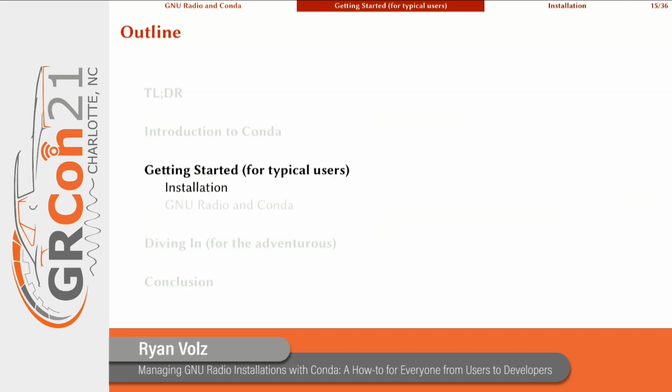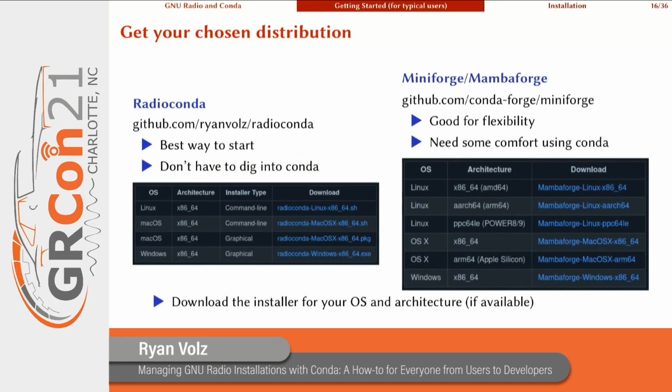Now you know what conda is, so in this next section we're going to talk about how to get started using conda, in particular with GNU Radio. The first step is to download a distribution so you can get started using the conda command. I think the best way to start is to use radioconda because that'll have most of what you need, and you won't have to dig too much into using conda itself.